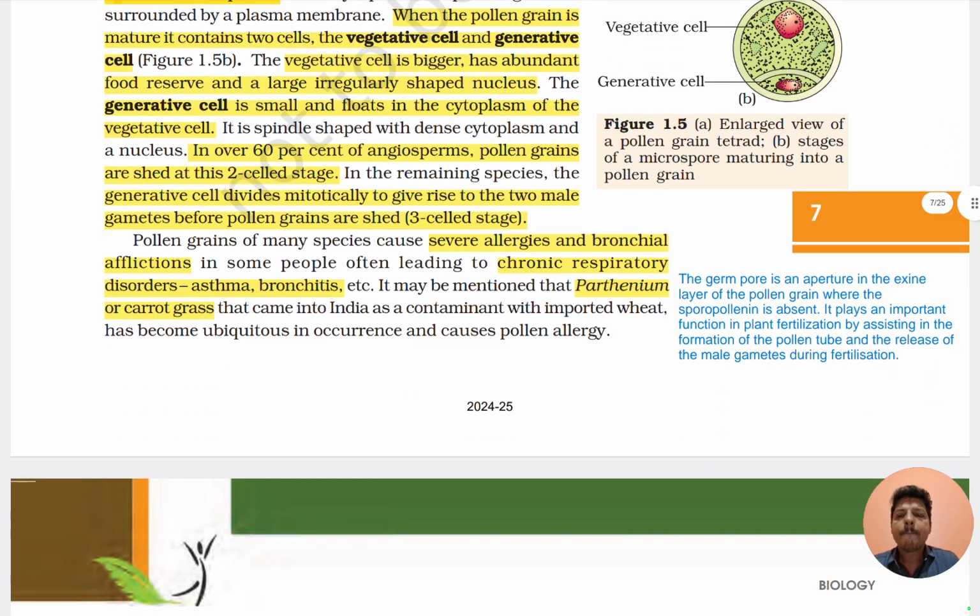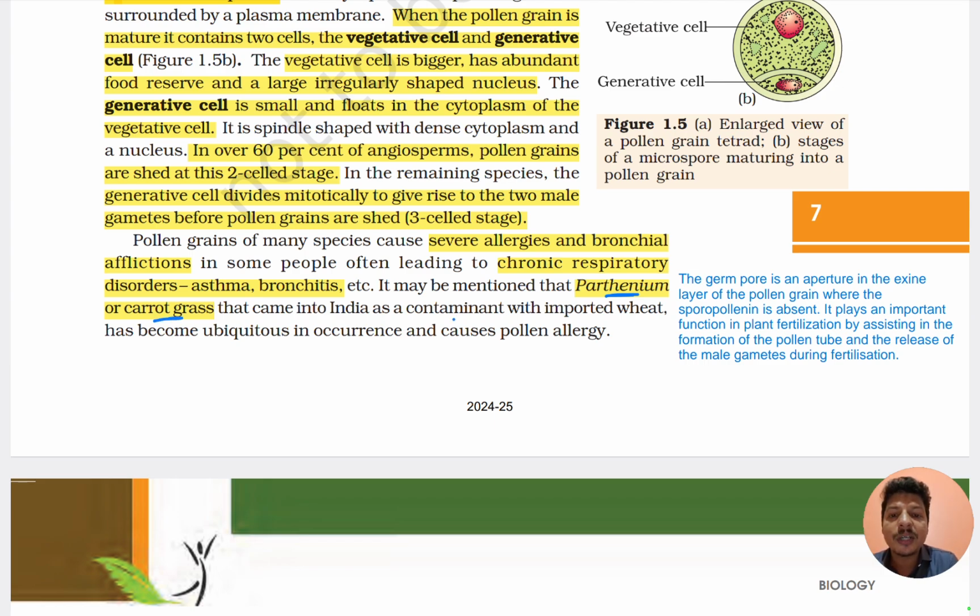Next, pollen grains of many species cause severe allergies and bronchial afflictions in some people, often leading to chronic respiratory disorders like asthma, bronchitis, etc. Parthenium or carrot grass, which came to India as a contaminant with the import of wheat, has become ubiquitous in occurrence and causes pollen allergy. Remember, Parthenium, carrot grass, is not grown in India.